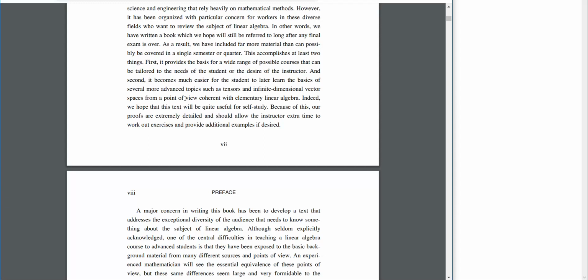Some advanced topics of tensors and infinite dimensional vector spaces. So this is quite interesting. This would actually help us learn these two main concepts, tensors and infinite dimensional vector spaces. Given linear algebra is all about vector spaces, I guess this is a far more advanced topic. Elementary linear algebra, nice.